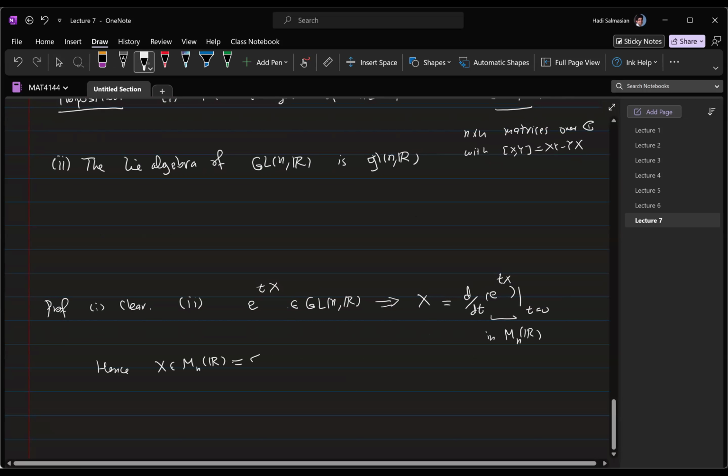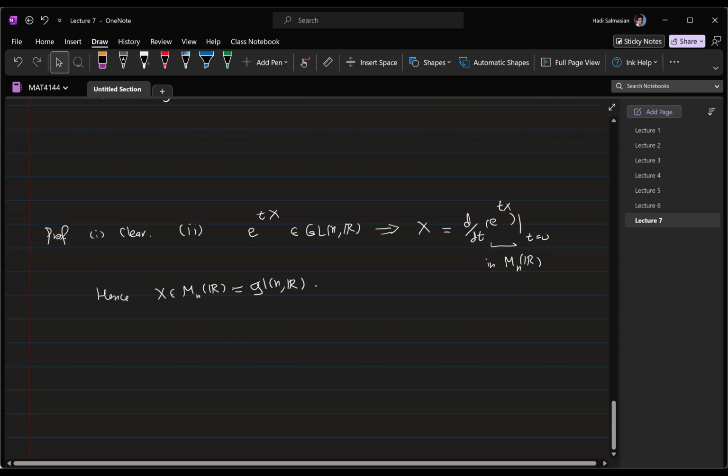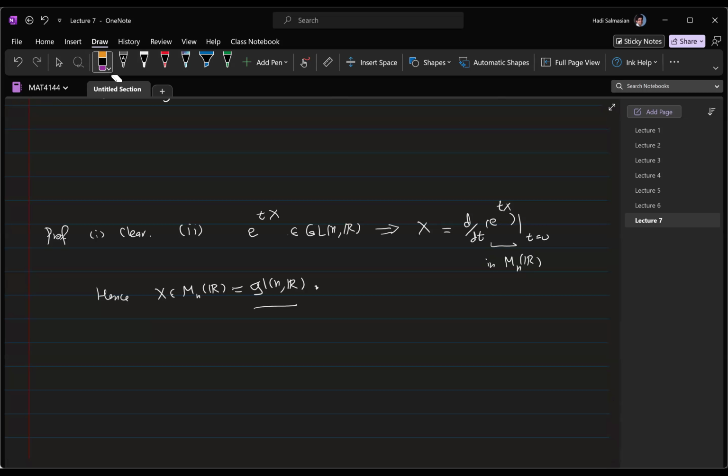Which is the same thing as GLN-R. GLN-R is just M n R with a natural bracket. And well, the converse is also clear. If you have something in GLN-R, then its exponential will be just a real matrix, which is invertible. The converse is also clear.